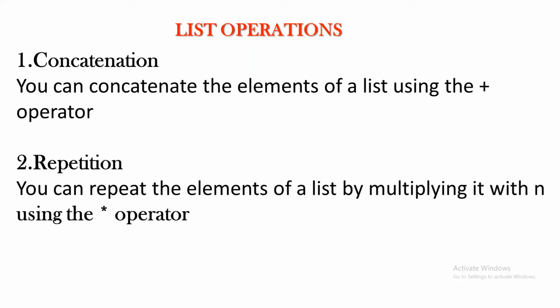So next is about the list operations. There are basically two types of list operations. First one is list concatenation and the second one is list repetition. Concatenate is nothing but combining or joining. So you can concatenate the elements of a list using the plus operator. And if you want to repeat the elements of a list a fixed number of times, you can do it by multiplying it with the star operator. That means star is the repetition operator, star followed by n, where n is the number of times you want the elements of the list to be repeated.